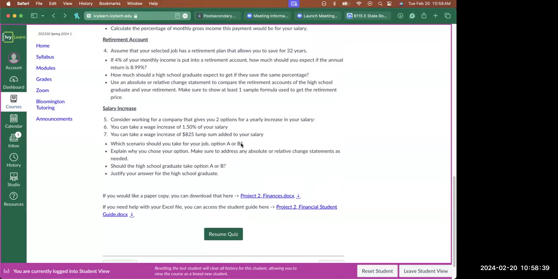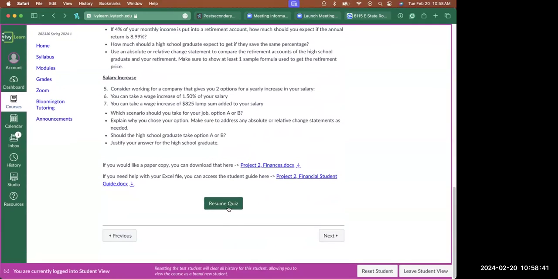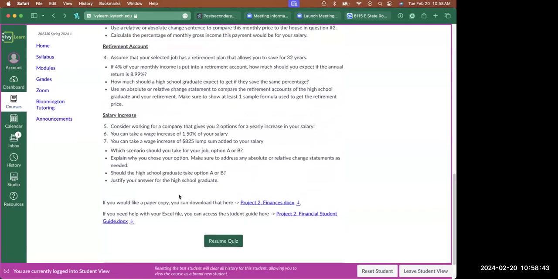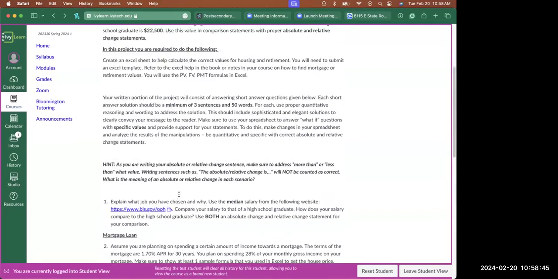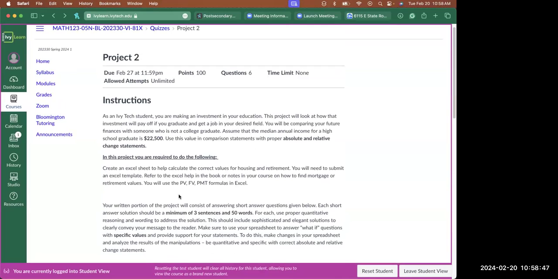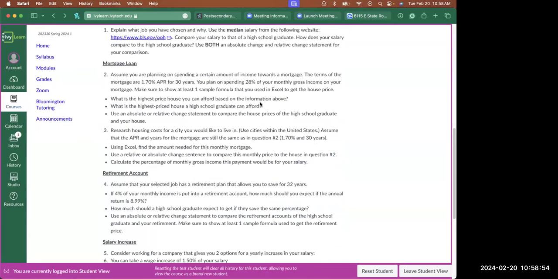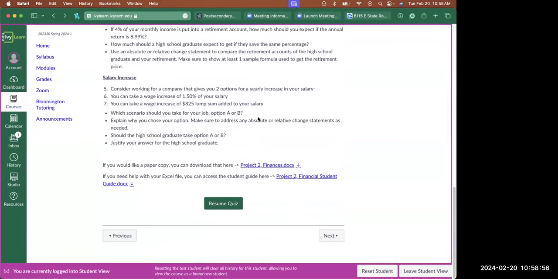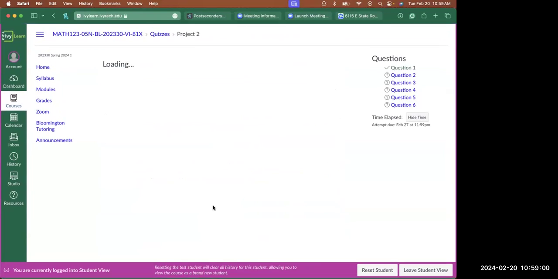Okay. So it says resume quiz. It's not a quiz. Everything in Canvas they call a quiz, but it's not actually a quiz. So hopefully you notice there's 6 questions and there's no time limit. You don't have to input it in a Word document. You just need to input it on those questions there.